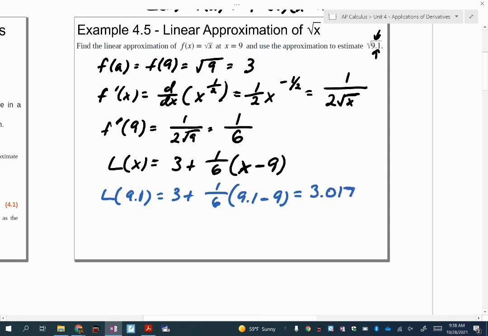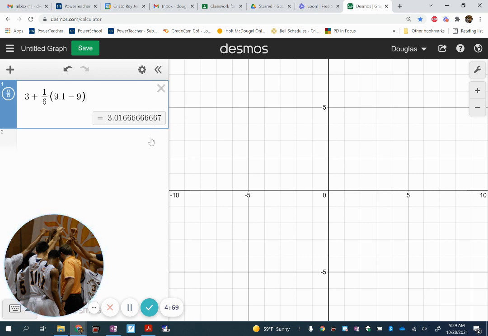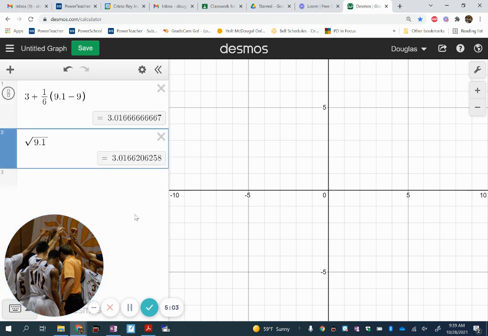All right, now just to make sure you understand that we didn't just plug in the square root of 9.1 in our calculator, let me show you a couple of things. A lot of students say, well, why can't you just do the square root of 9.1? You can, right? It's obviously very close.